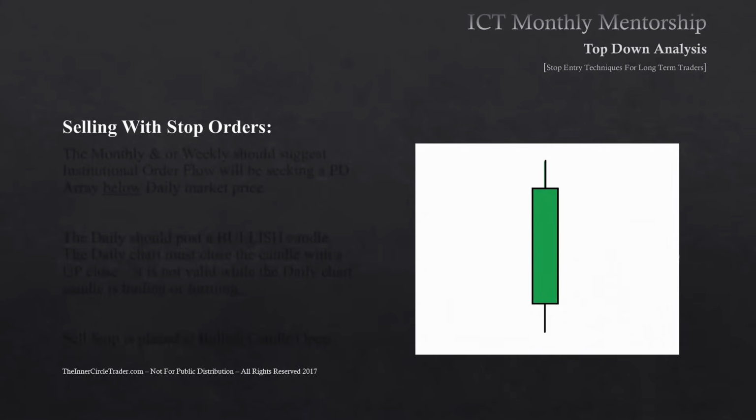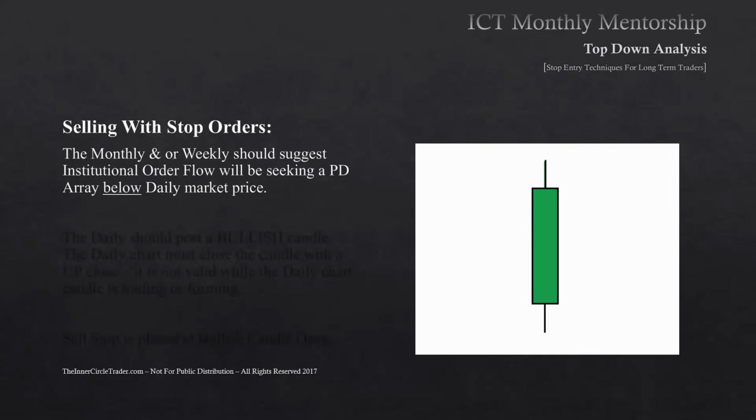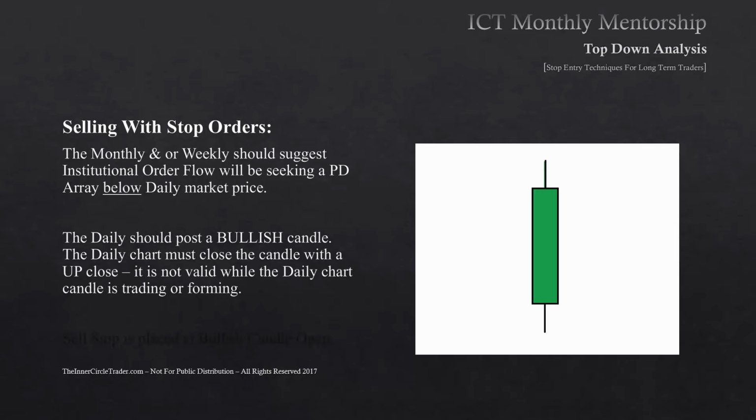Okay, selling with stop orders. The monthly and or weekly should suggest institutional order flow will be seeking a PD array below daily market price. The daily should post a bullish candle. The daily chart must close the candle with an up close, and it is not valid while the daily chart candle is trading and or forming. The sell stop is placed at the bullish candle's open.